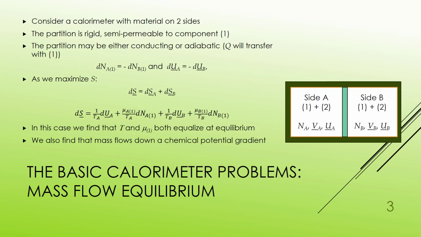And as we look at how we maximize dS for these two sides, the sum of sides A and B ends up giving us an equation that can only be true at equilibrium, so dS equals 0, if we have uniquely that temperature is equal on both sides and that the chemical potential was equal on both sides.